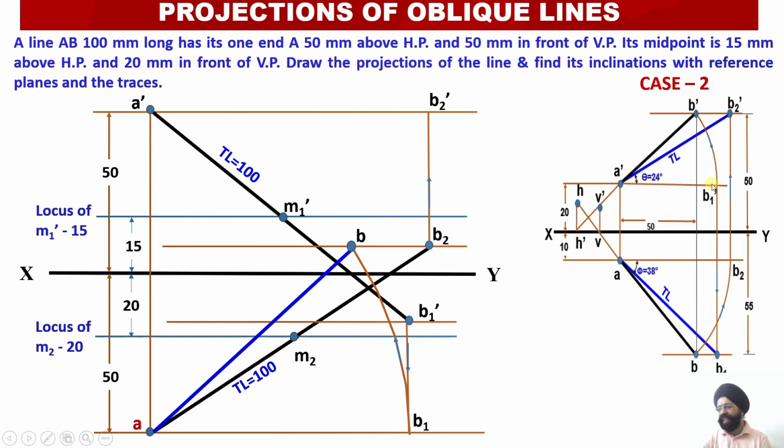Whenever my elevation side apparent length becomes parallel to the horizontal plane, my true length will be obtained in the vertical plane on the horizontal plane. So my true length is already available.